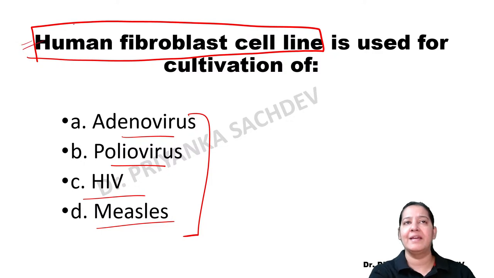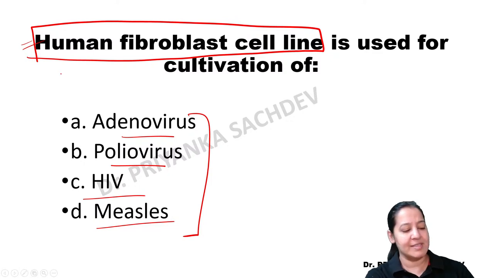Which cell line is this? Is it primary or diploid or continuous? And the second question, for which virus is it used? You have to learn the examples. Examples are more important. Dr. Satish is saying A. What about others?